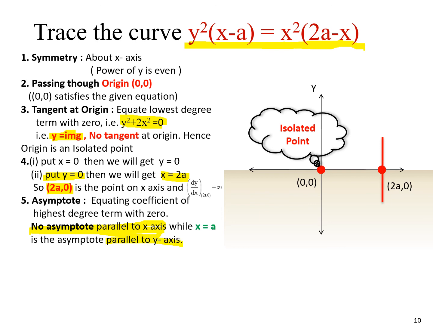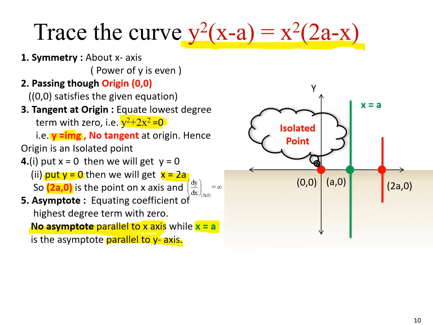But if we have to find the asymptote parallel to the y-axis, we have to find the highest degree of y, which is y square, and its coefficient, that is x minus a, is equal to 0. So we will get x is equal to a as the asymptote parallel to the y-axis. So now we will draw this line on the xy plane. So this is x is equal to a, which is your asymptote.